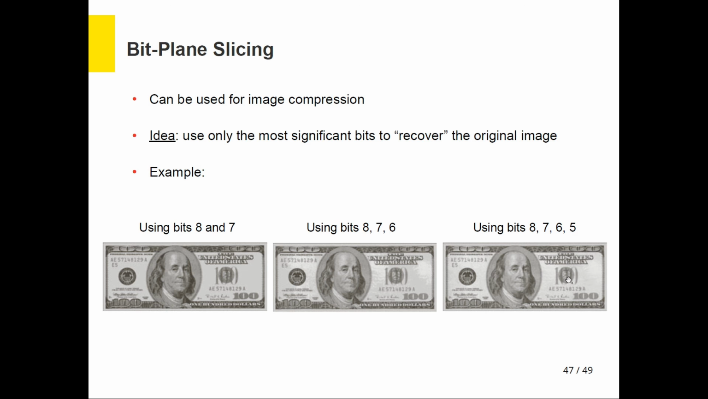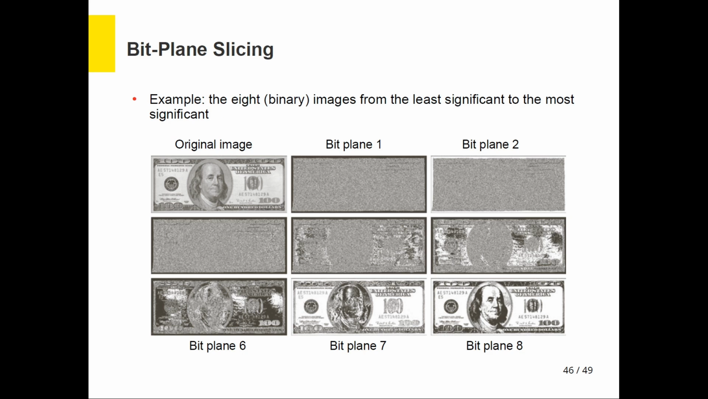If we use bits 8, 7, 6 and 5, now we have an image that is almost indistinguishable from the original image. And if I go back to the previous slide, as you can see, the most significant bits, 8, 7 and 6, contain most of the information that is used in the image.